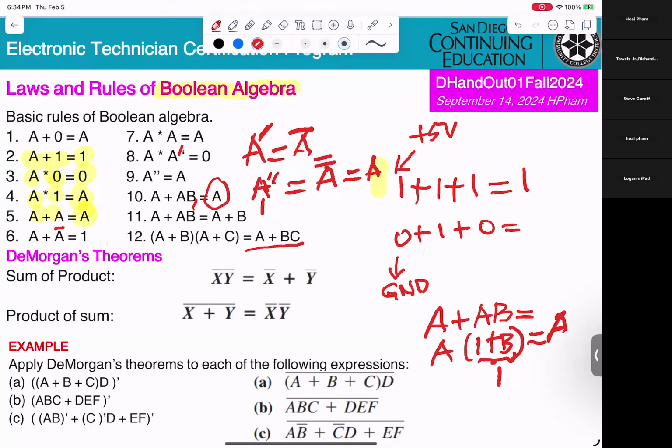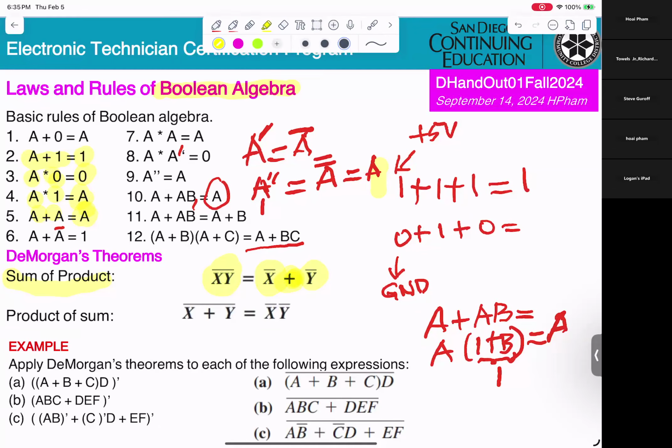Now, the only thing here, you must memorize this formula. Sum of product: you get X times Y, not X times Y. Okay, now you break it out. X will be not X, Y will be not Y, and we will be converting all.